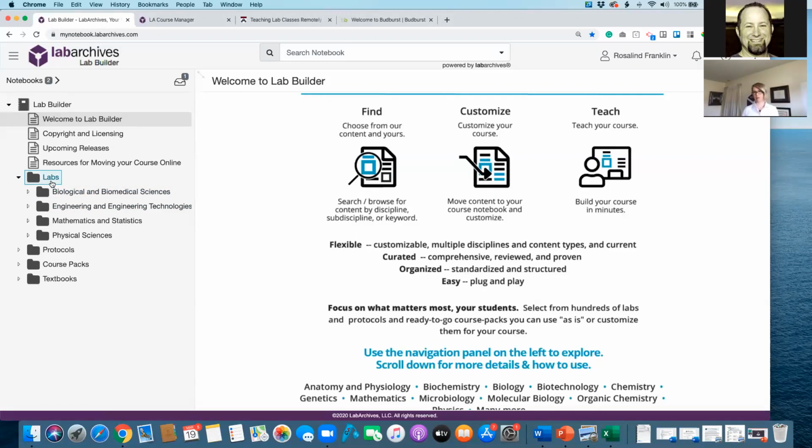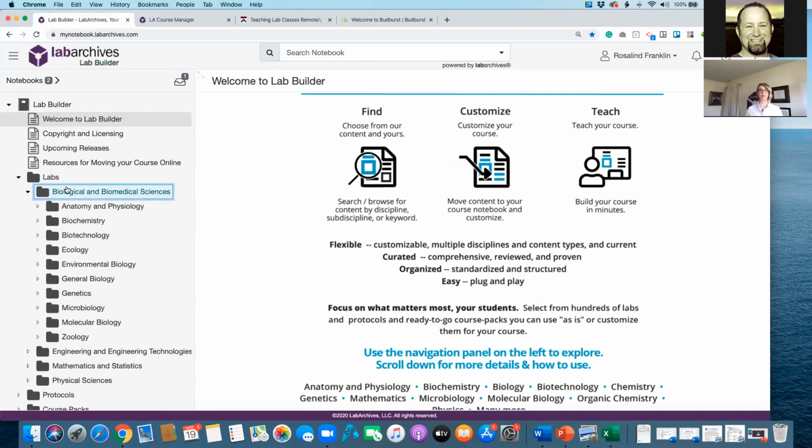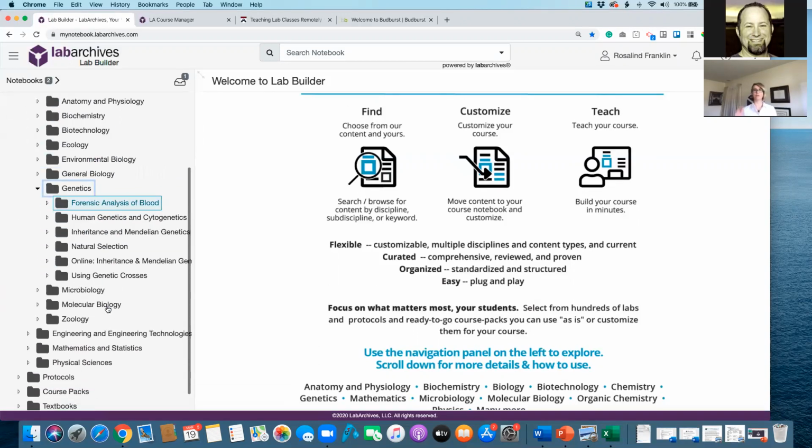I'm going to focus on labs for today, but labs are always subdivided by discipline in a folder. Within that discipline, you have subfolders that you can think of like courses, but really they're subdisciplines. So if we're thinking about genetics, each one of these folders is a specific lab on genetics. And they're all organized that way.